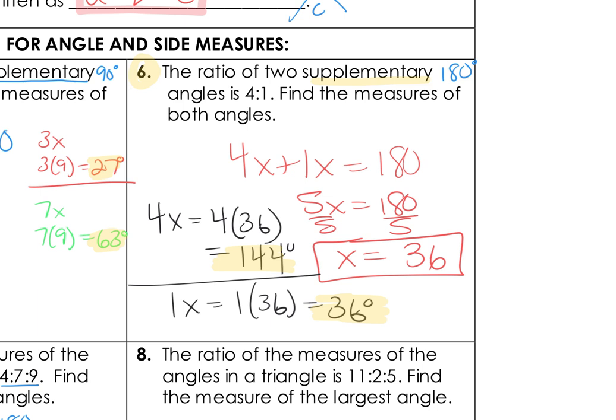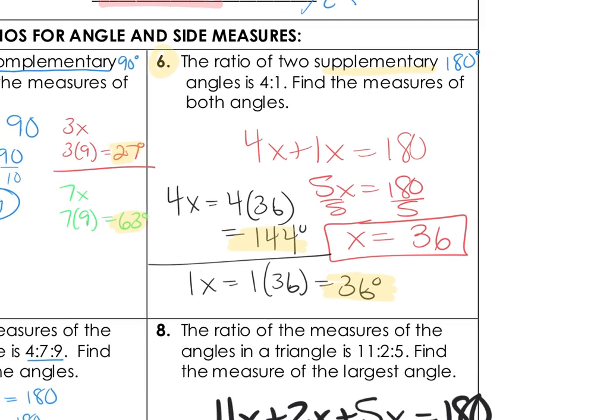On this guy, we did the ratio of 2 supplementary angles is 4 to 1. So my equation, I chose to do 4x plus 1x equals 180. I solved that out, and I figured out that x was equal to 36. And from there, to find the angle measures, I plugged it back in. So my answers here were 144 degrees and 36 degrees.